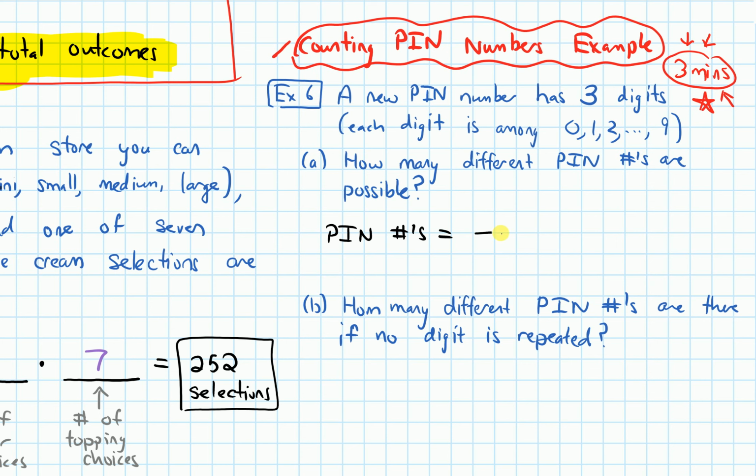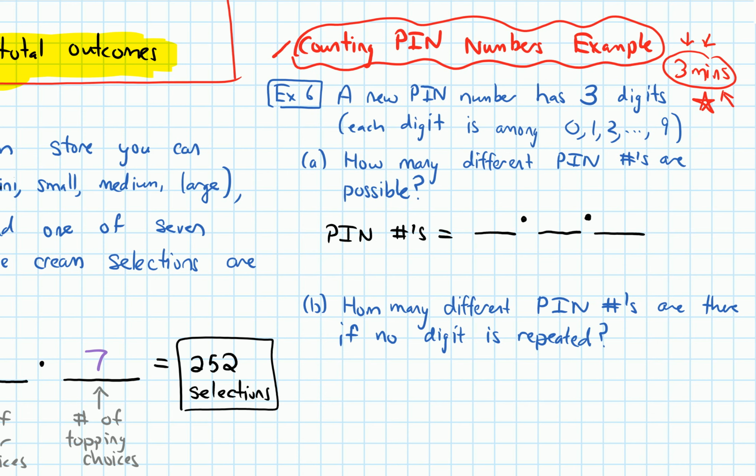I'm going to pick something for the first digit, and then something for the second digit, and something for the third digit. So we are going to use the multiplication principle here, because the number of outcomes for the second digit doesn't depend on the outcome for the first, and the number of choices for the last digit doesn't depend on the outcomes of the first 2 either.